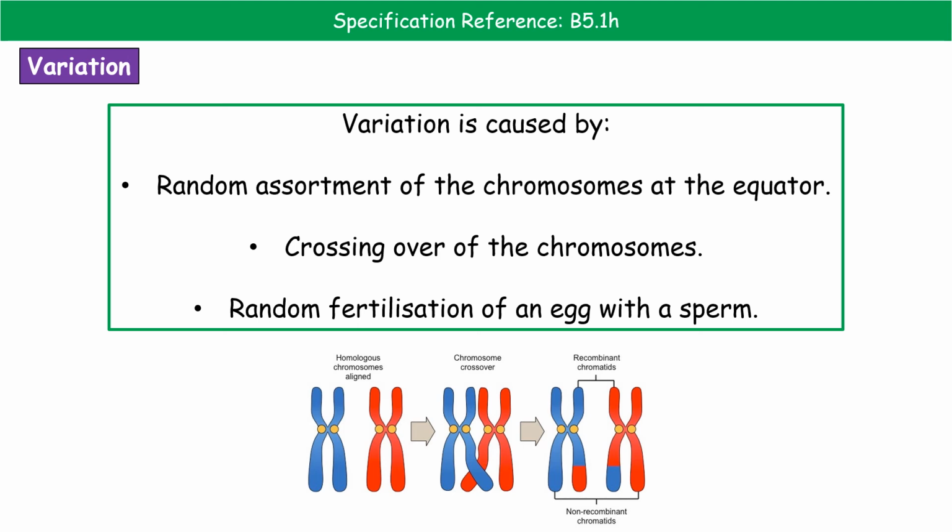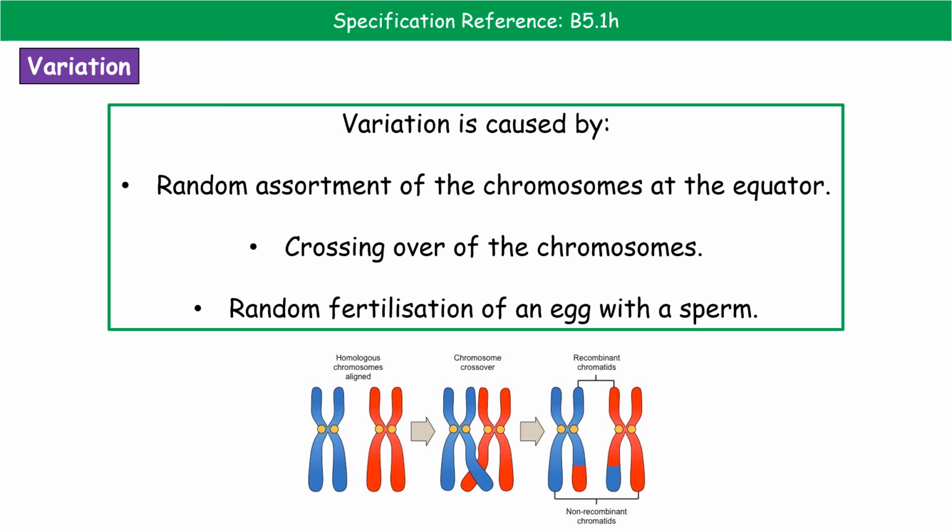In terms of why we get variation when we undergo sexual reproduction and meiosis, then first of all we get this idea of random assortment of the chromosomes. And by that, what we mean is when they're lining up along the equator, we don't know that they're all going to line up, the ones from the father all on one side, ones from the mother on the other. It's completely random how that happens. And each time it happens, it could be a completely unique combination.